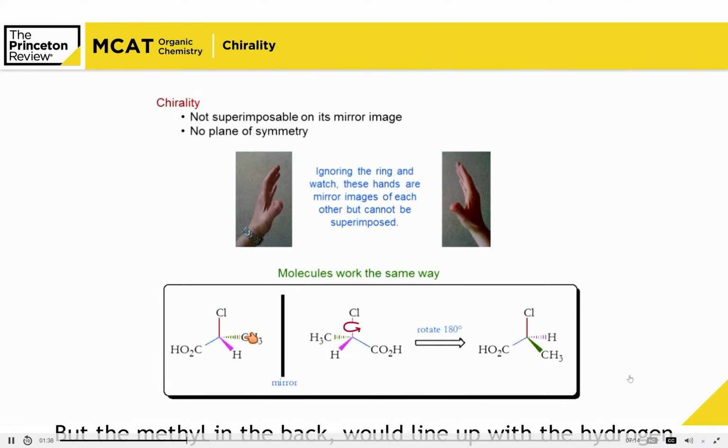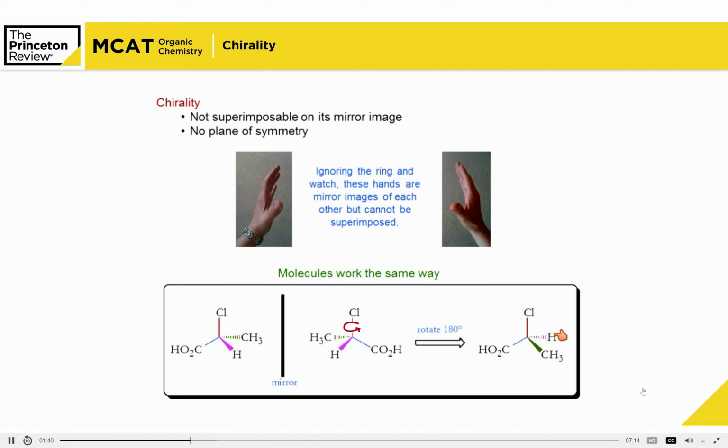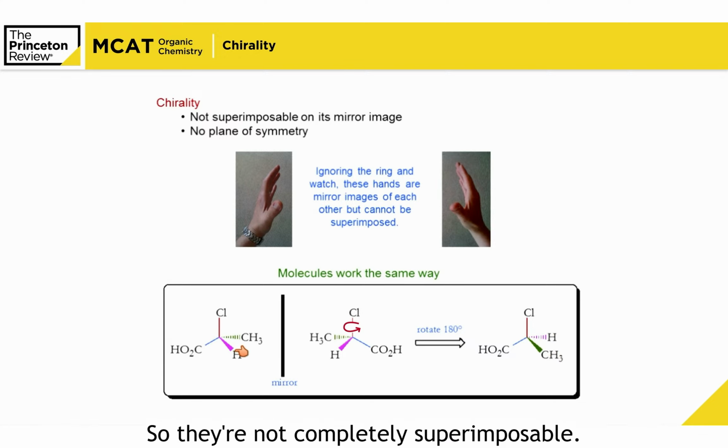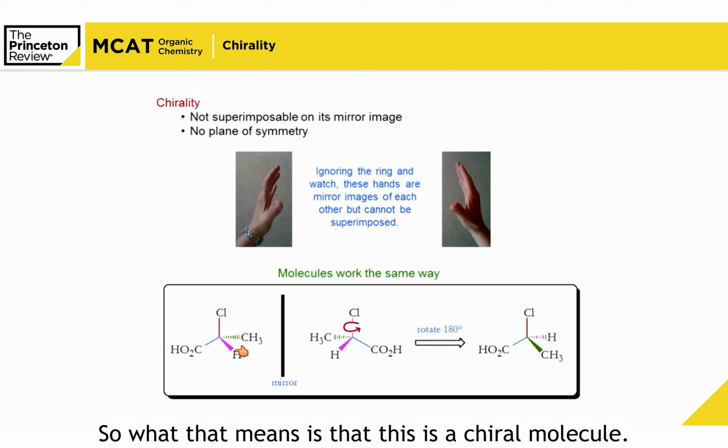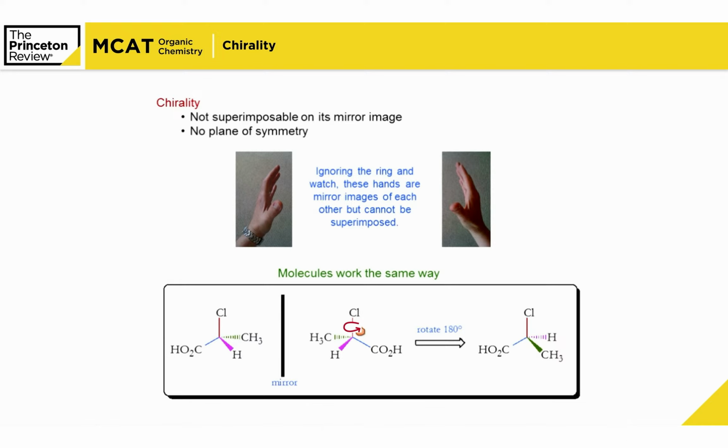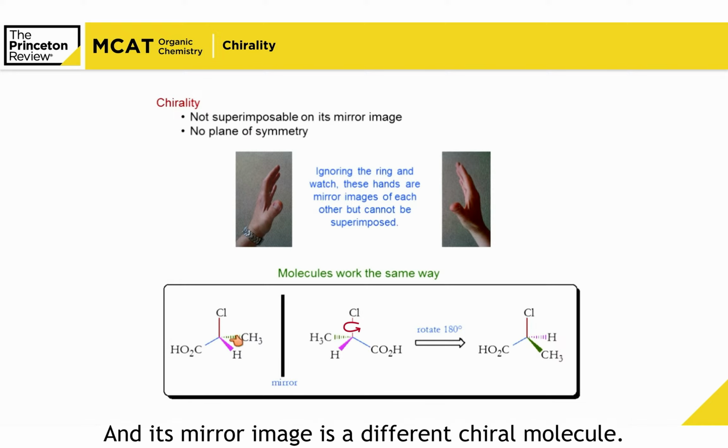But the methyl in the back would line up with the hydrogen and vice versa. This methyl in the front would line up but this hydrogen would not. So they're not completely superimposable. So what that means is that this is a chiral molecule, and its mirror image is a different chiral molecule. These two images are not the same structure.